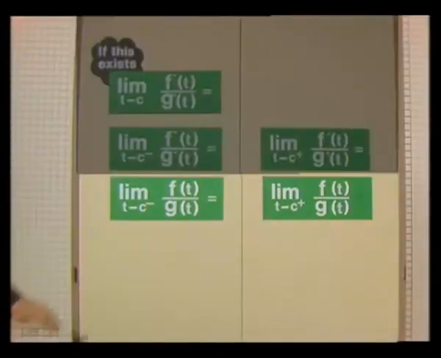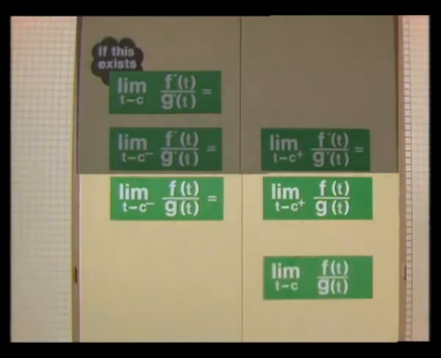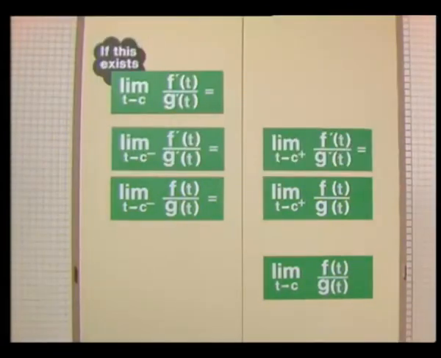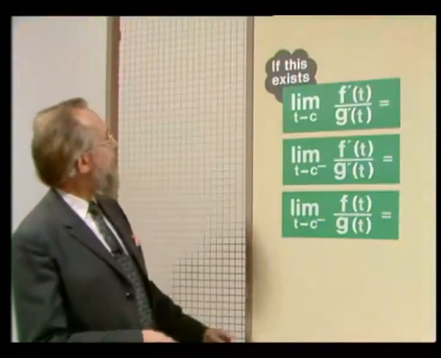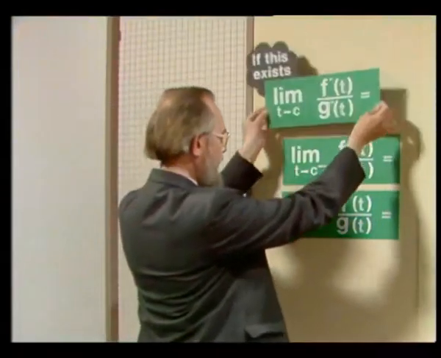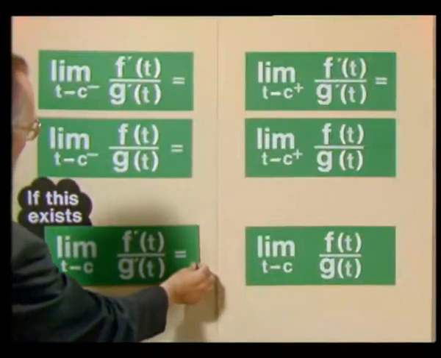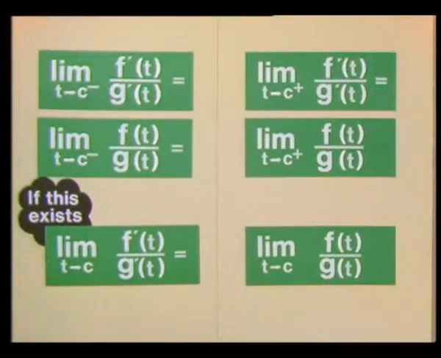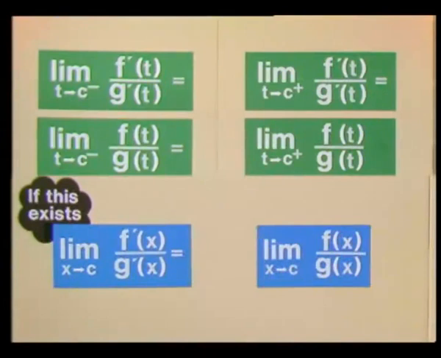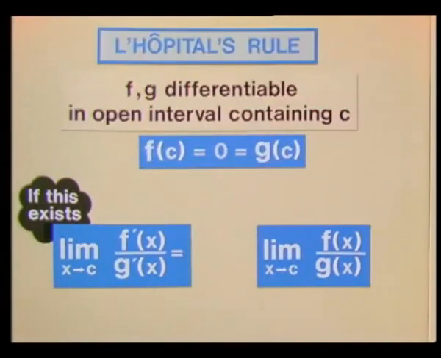In particular, since these two one-sided limits exist and are equal, we know that the limit as t tends to c of ft over gt exists. Of course, it's equal to the common value. Let me rearrange this a little to give the result we promised you at the start of the program. So that's L'Hospital's rule. Usually the result is stated in terms of x rather than t. If the functions are differentiable in an open interval, then the rule holds at any point c in that interval at which both functions vanish.